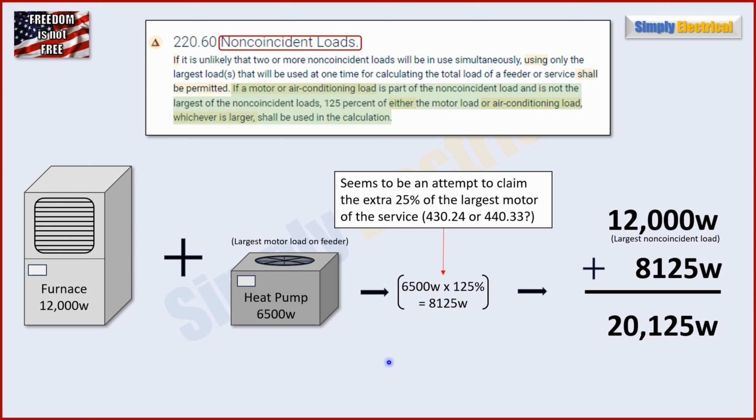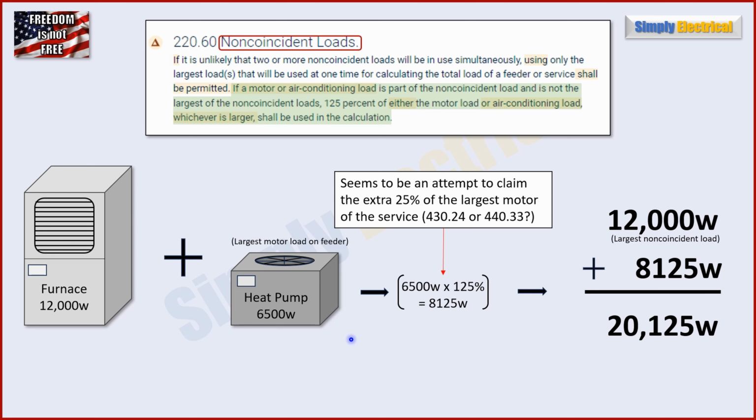The second question was, if it's an AC, why would they use 440.33 instead of 440.35? Because 440.33 applies to individual compressor motors, but 440.35 applies to package units like an AC. And when you have a package unit, there's no additional 25% required, because that's already accounted for in the nameplate rating of the unit. So that doesn't make sense either.